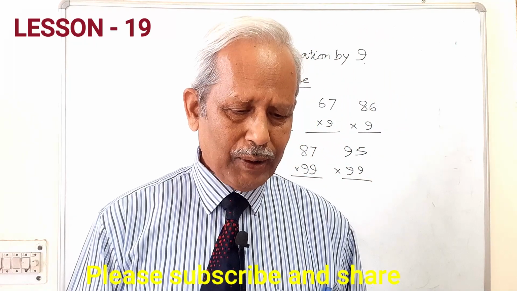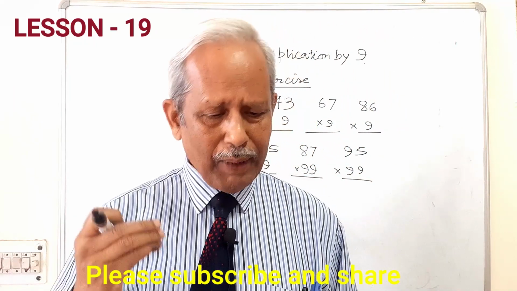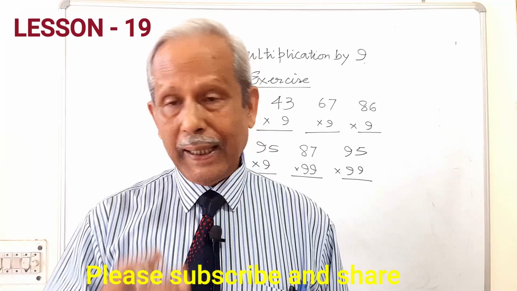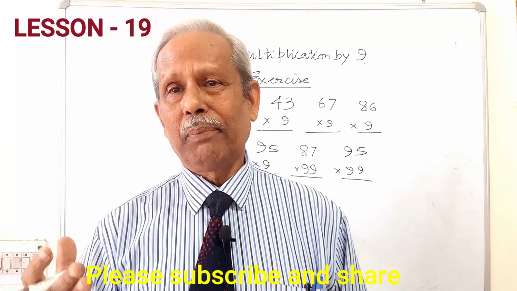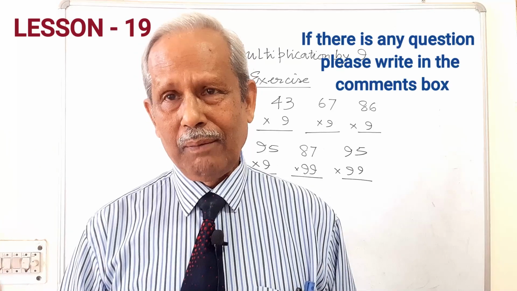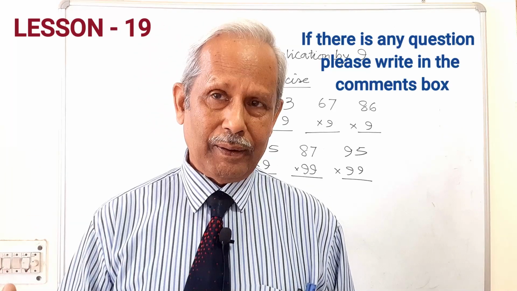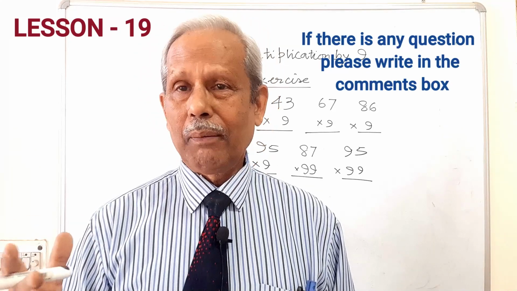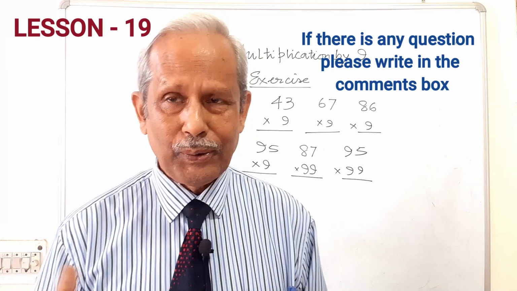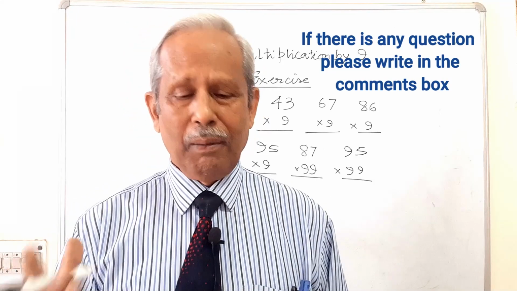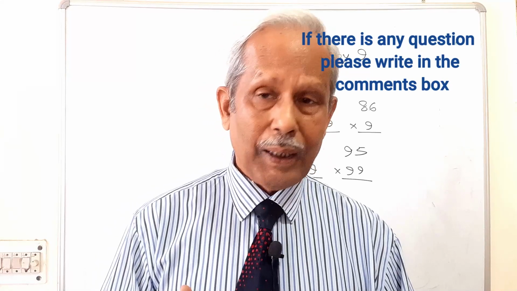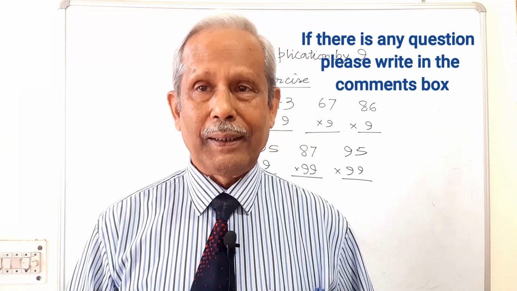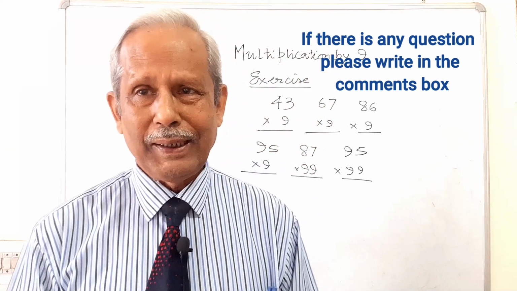Next time we are going to do multiplication of numbers ending with 9. I mean, if you multiply a number with 19, 29, or 49, there is again a shortcut method of multiplying numbers which end with 9. That is what you are going to see next time.